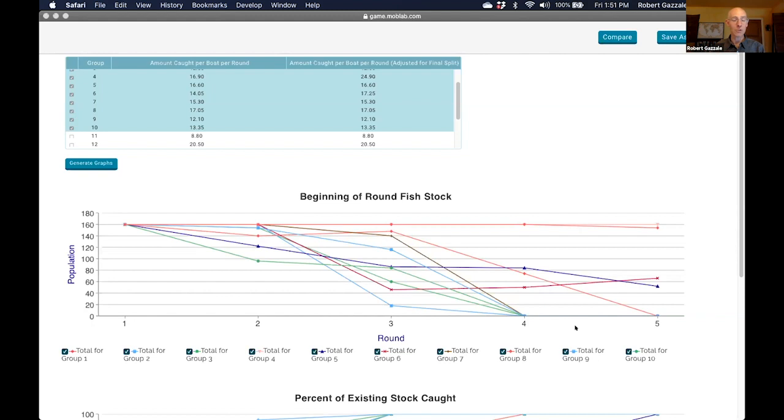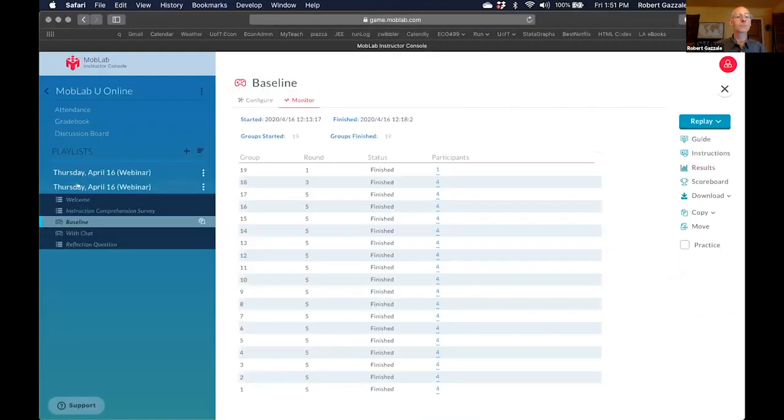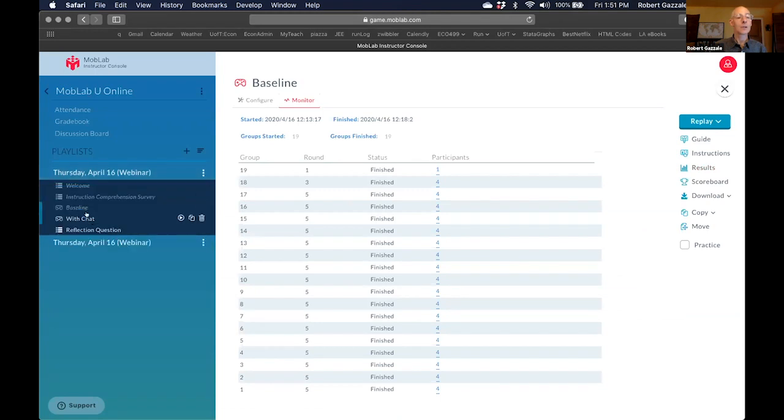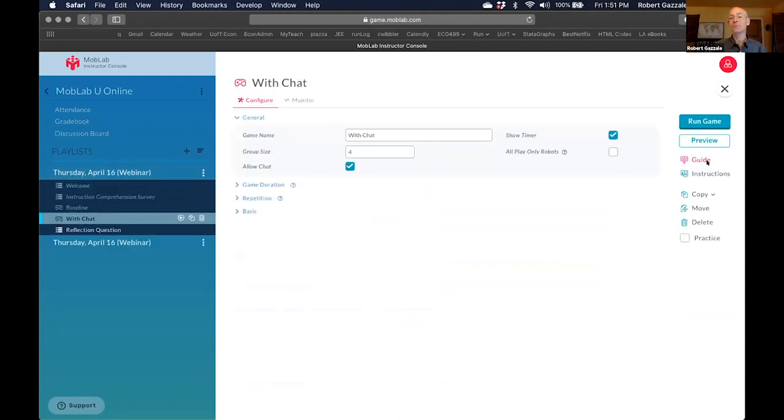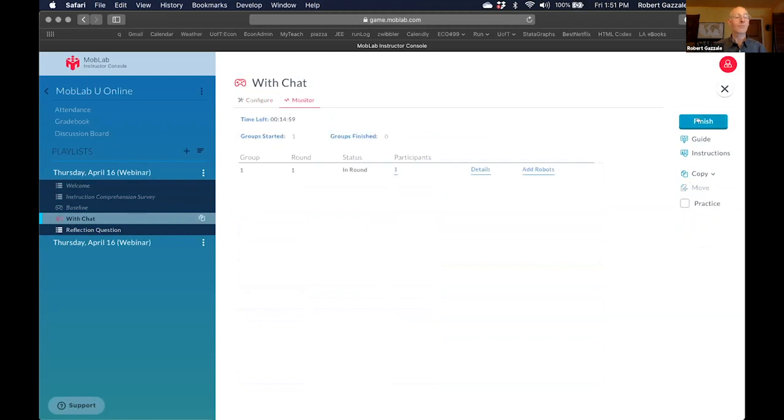This time your game screen is going to have a chat function, and you can send whatever messages you want to the other fishers in your group. So with that being said, let's see how this works. I'm going to go to the game with chat, and I'm going to run the game. Happy fishing.